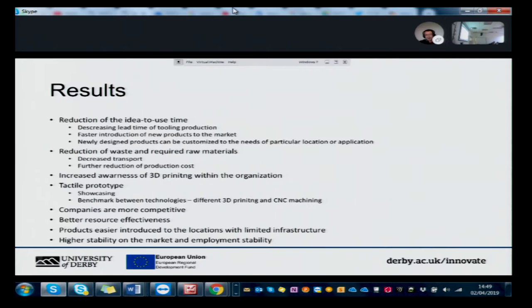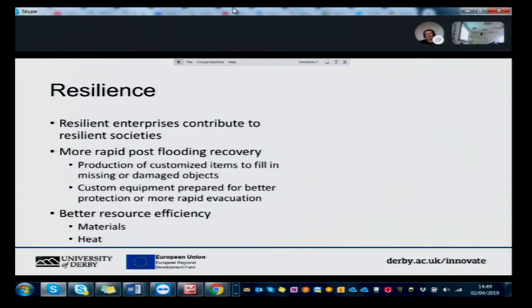Also, we provided higher stability on the market and employment. The companies, because they are able to be more competitive, feel that they are able to promise better jobs for their workers. How does it tie up with resilience?